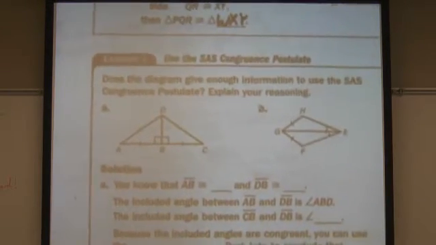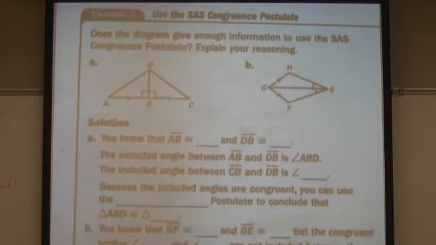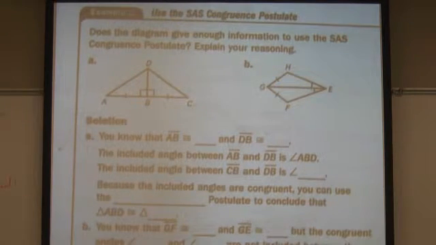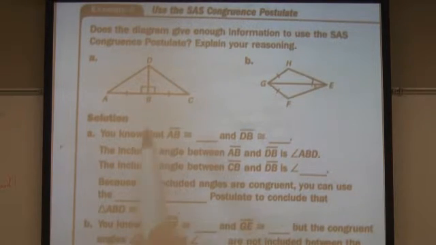Again, if I'm going too fast, pause and rewind, pause and rewind. Does the diagram give you enough information to use the SSS congruence postulate and explain your reasons? Excuse me, I believe it says SAS congruence postulate, explain your reasoning. So on part A, can we use SAS?